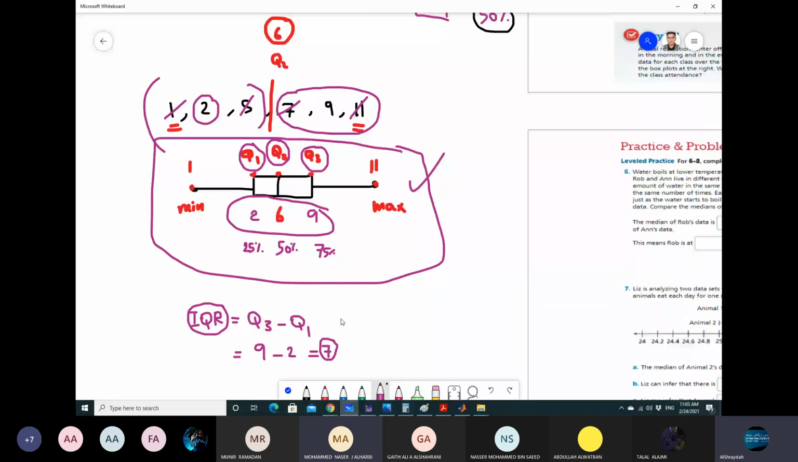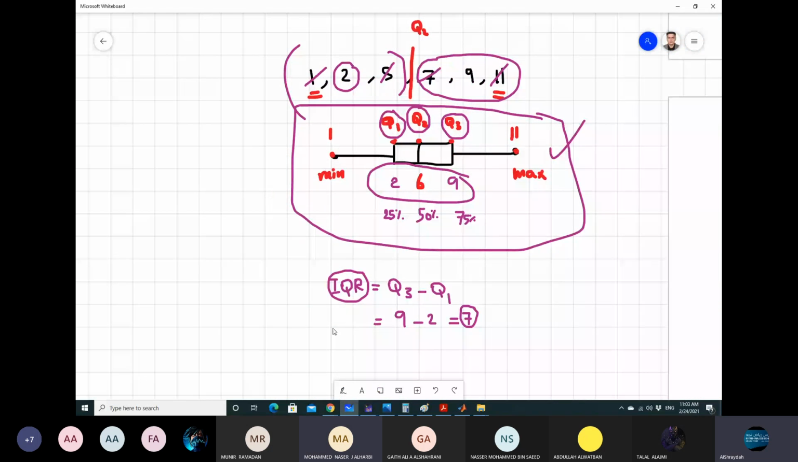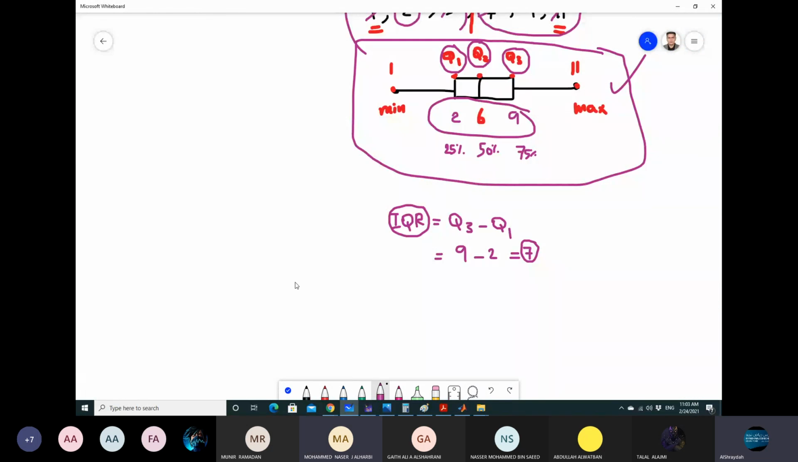of variability. What do you mean by a measure of variability? I'll tell you, the IQR is 7. Don't forget that. If we have two data sets, let's say that we have a class of 20 students, and their marks in quiz 1 look like this.